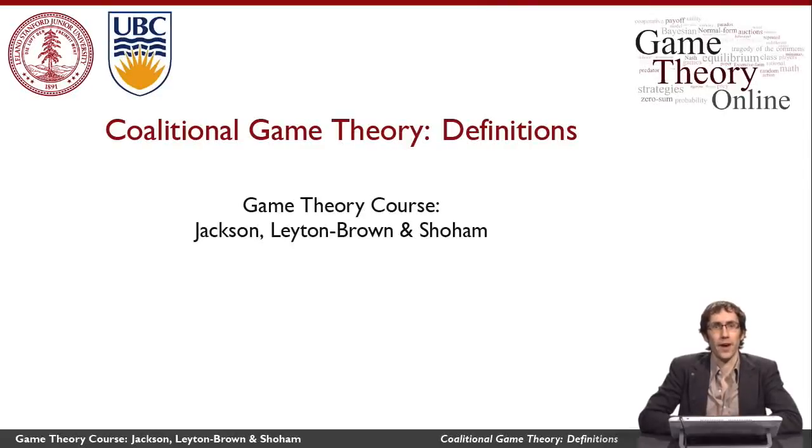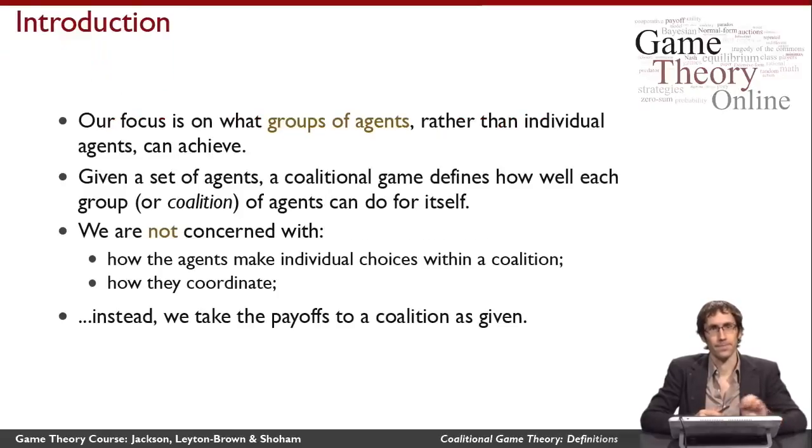This video is going to define coalitional games and explain what they're used for. Coalitional games, unlike the non-cooperative games that we've talked about so far, don't model individual agents taking actions. Instead, they think about groups of agents acting together. The idea is that we think about a set of agents and ask what coalitions could form, what groups of agents could choose to work together. And to do that, we're going to define how well each different group of agents is able to do for itself.